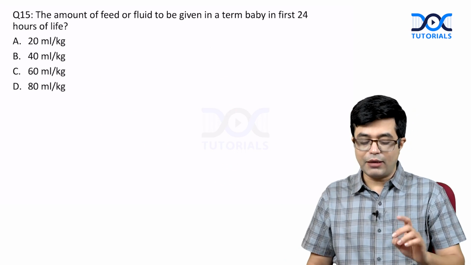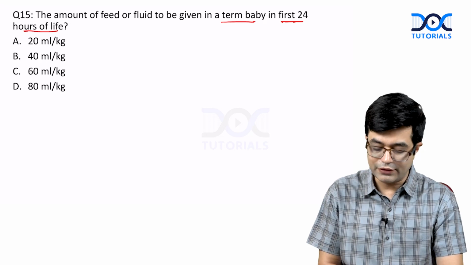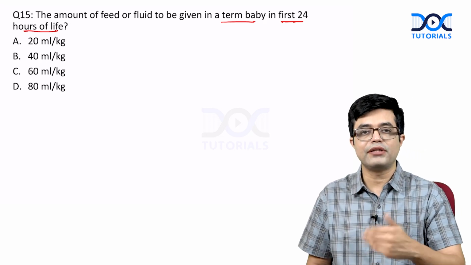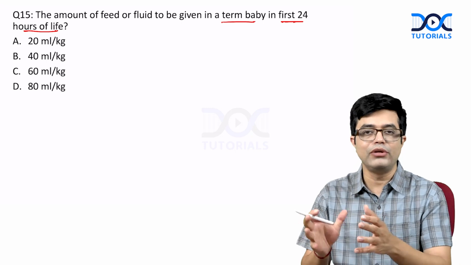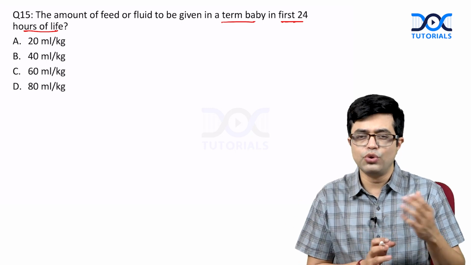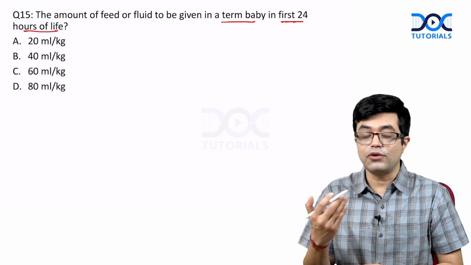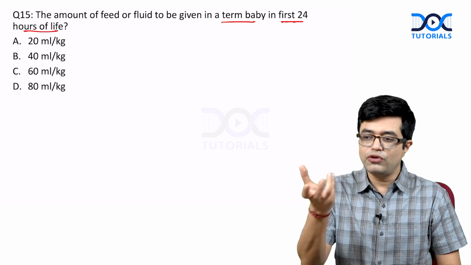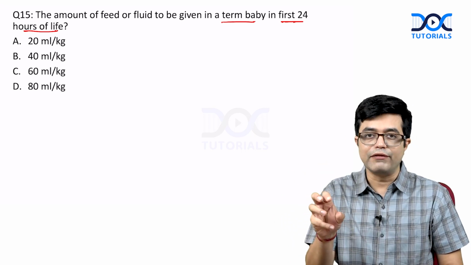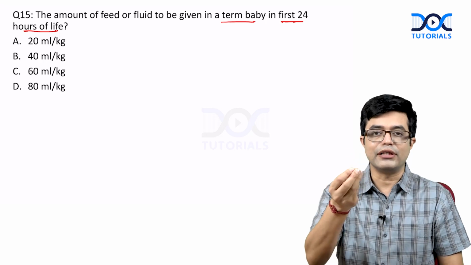Question number 15. Amount of feed fluid to be given in a term baby in the first 24 hours of life. Normally, a term baby should be started on breastfeed and it should be breastfeed on demand. We do not calculate how much feed the child is taking. Usually every 2 hourly, we allow breastfeed to the child. But if the child is not on mother's milk, you will need to give IV fluids or you will need to calculate the milk to be given, formula milk, and then give to the child. So the question arises, how will you calculate that?